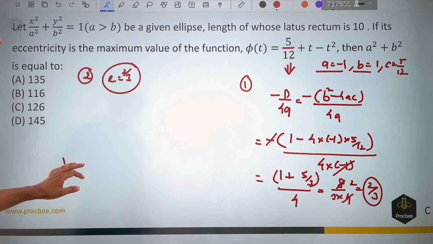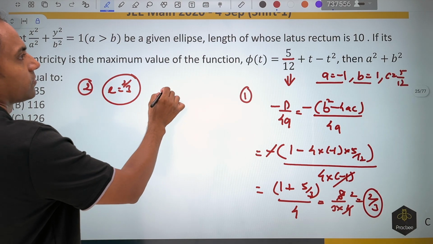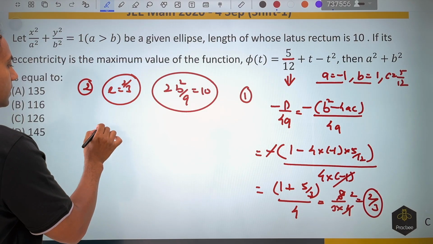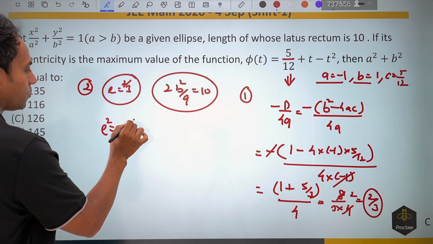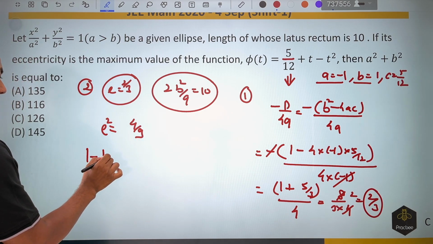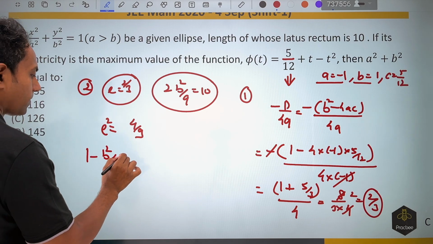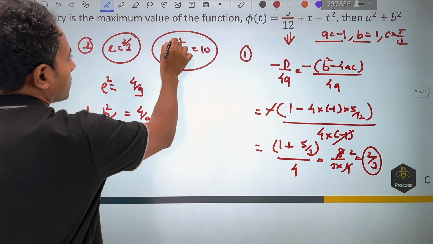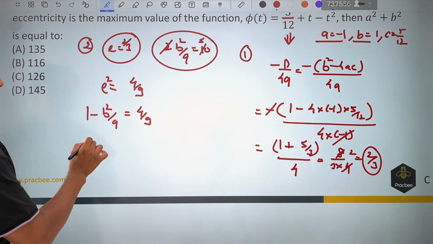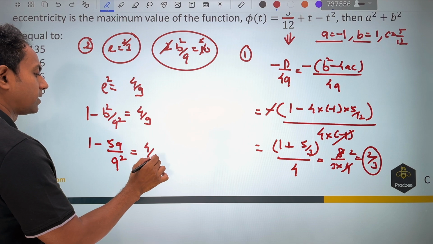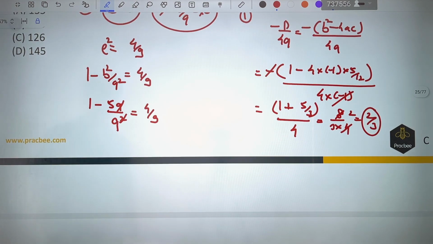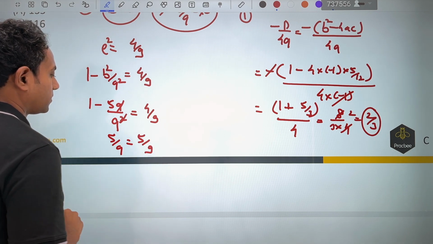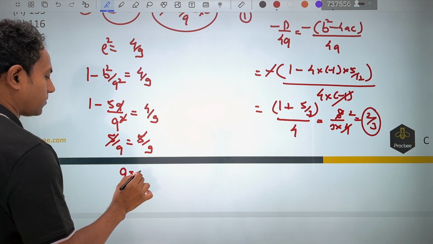Now in the second part, they have also given the length of latus rectum. So you have also been supplied with 2b square by a equal to 10. Write this equation. e square will be equal to 4 by 9. It is 1 minus b square by a square. Once I have written this, you can see that b square from here would be nothing but equal to 5a. So you can see that this a square, 1 a will get cancelled. 5 by a will be equal to 5 by 9. This will cancel out, a will come out to be 9.